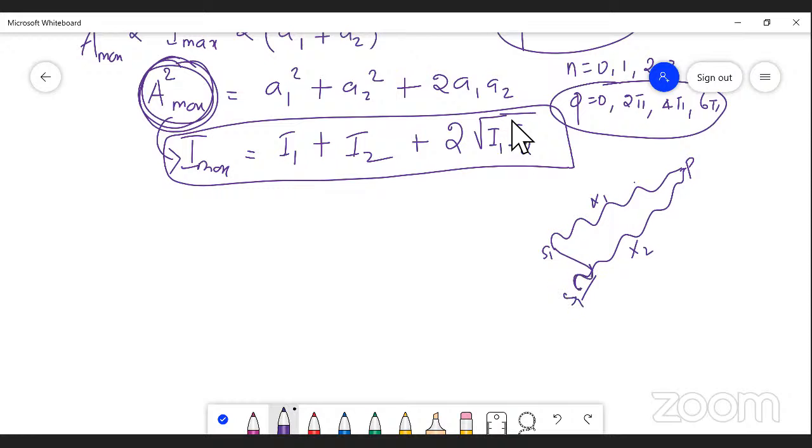This is the phase difference between S1 and S2: 0, 2 pi, 4 pi, 6 pi. It means the point P must be bright. If the phase difference between the two waves is 0, point P is bright. If it is 2 pi, point P is bright. If it is 4 pi, point P is bright, and 6 pi means bright. These are the conditions of constructive interference.